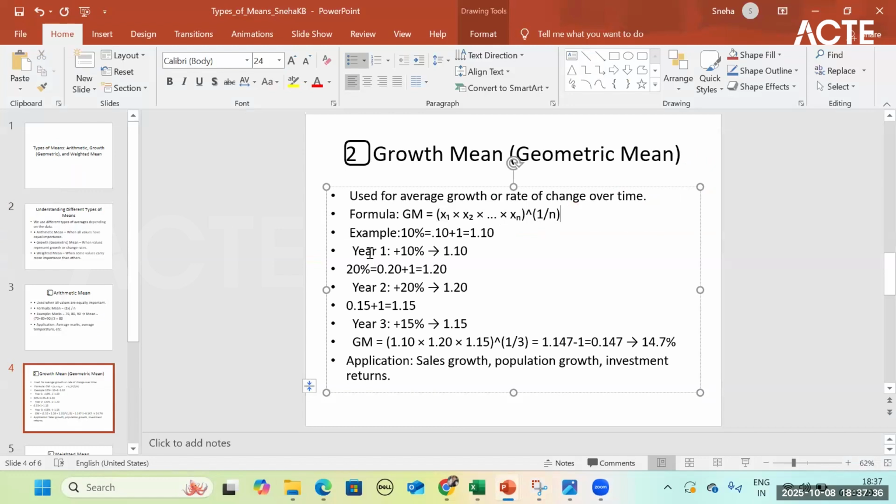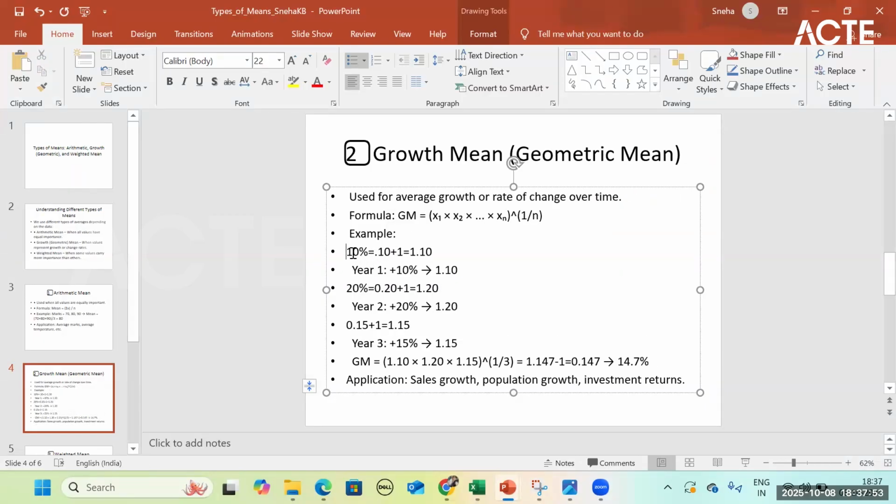For example, I have taken here, in year 1, 10% increment. In year 2, 20% increment. In year 3, 15% increment. As this is in percentage, I'm converting it. How do I write 10% in values? 0.10. When you're taking out the growth mean, you will add 1 to this, so that it will be easy for your calculation.